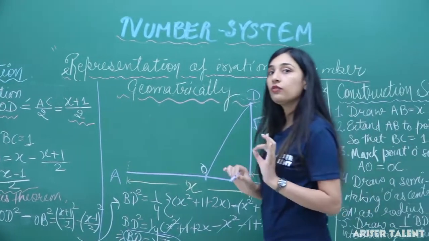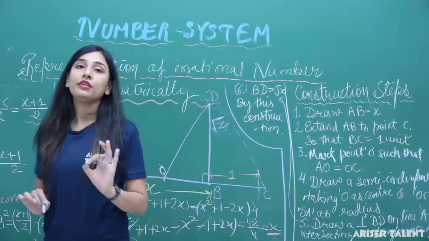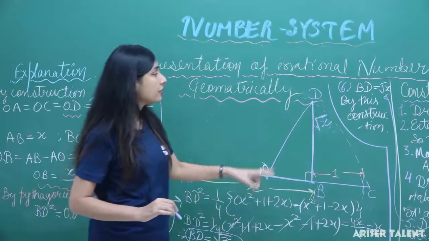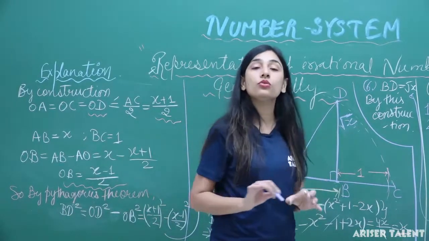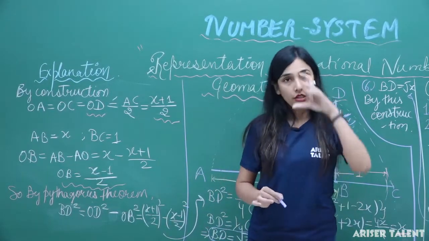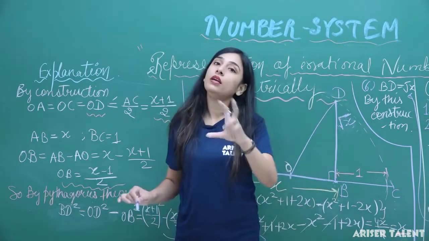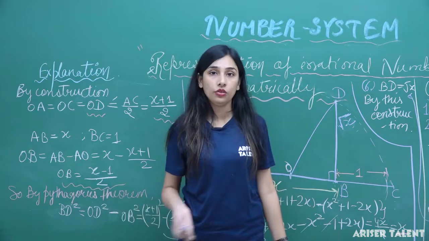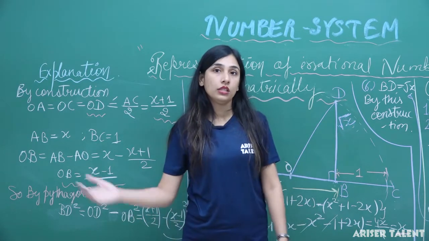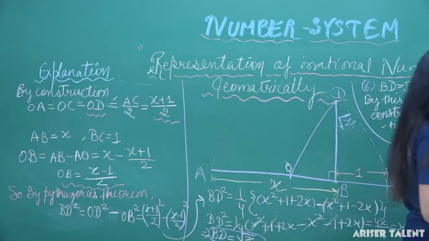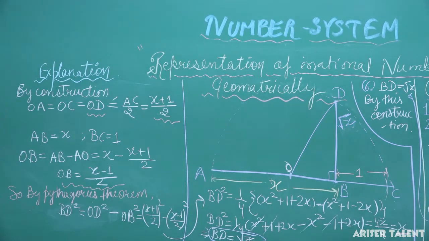So, by this kind of construction, can we assure that the value of this BD will always be equal to root x, right? Now, you can measure that root x, particularly BD, and draw it on the number line. Okay. So, just note this completely and then we will move forward. Okay. So, noted it completely.